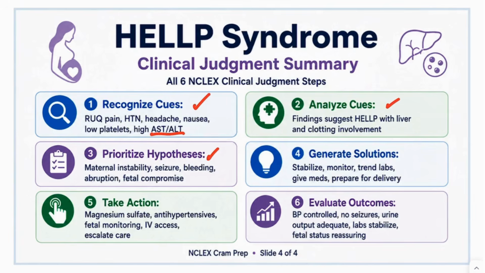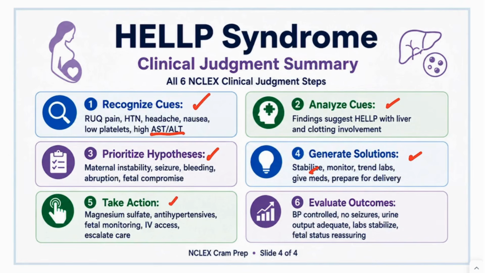The next, we go to the prioritization of hypothesis. Stabilize, so your concern is maternal and fetal deterioration, including seizure, bleeding, abruption, DIC, and fetal compromise. The next thing is we generate solutions. Stabilize the mother, that's very, very important. Monitor the fetus, trend laboratory values, control severe hypertension, prevent seizures, and anticipate delivery.